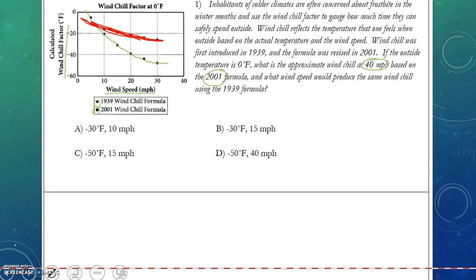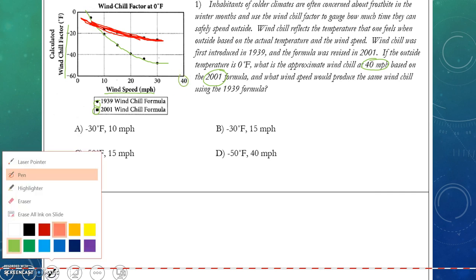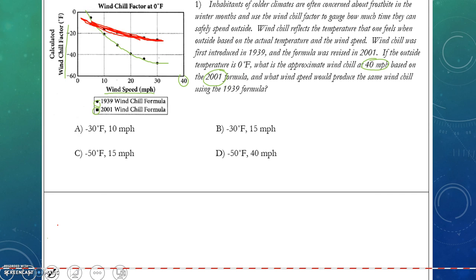Okay, so 40 miles per hour based on the 2001. So looking at the squares, so the red line, I want to find the 40 miles per hour. So that would be right here. So I'm going to have to extend that red. So I'm just going to continue that trend. And so at 40, when I go up, that is right in between the -20 and the -40, so that would be -30. So A and D are out, because both of A and B have -30.